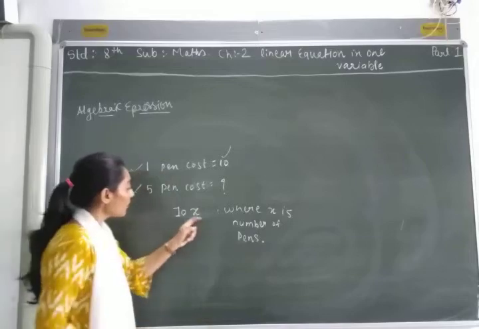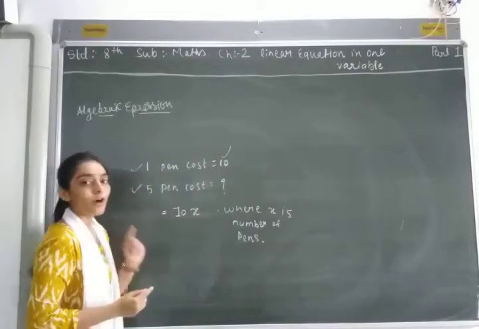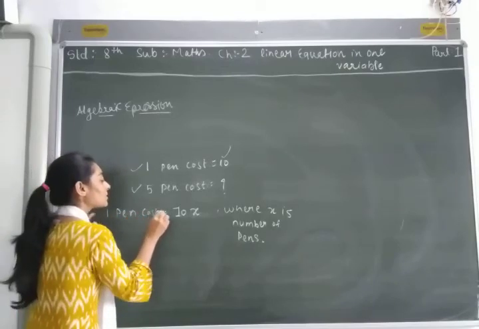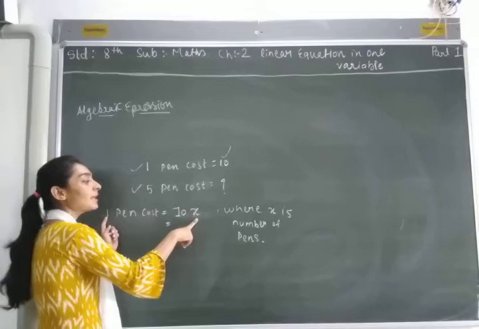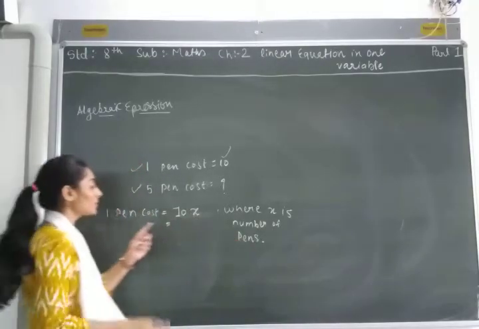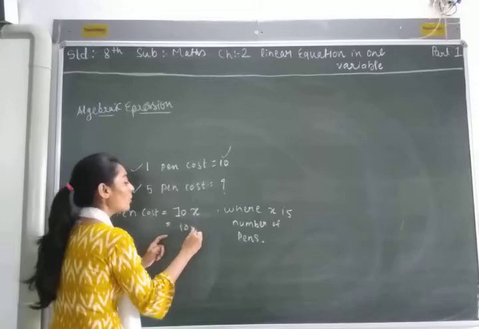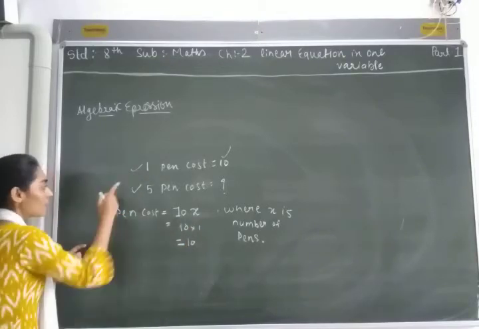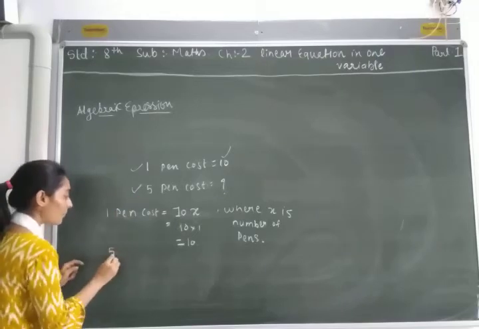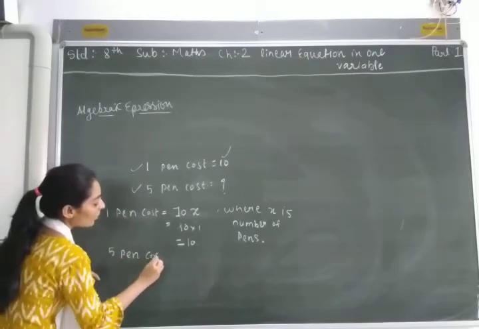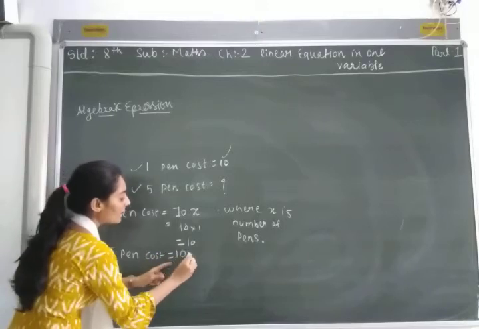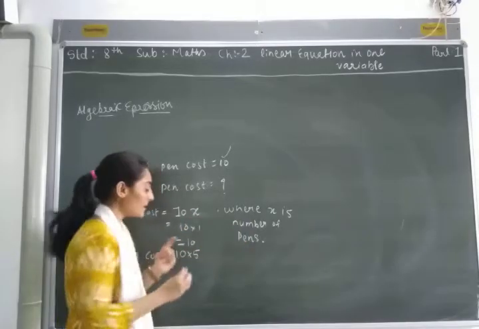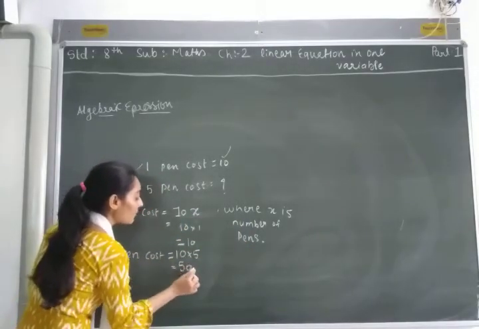So if I want one pen, it means 10 into 1, because this number represents the number of pens. What is the cost of one pen? That is 10 rupees. How many pens does she want? 5 pens. So the 5 pens cost 10 into 5, because x represents the number of pens. So the 5 pens cost 50.